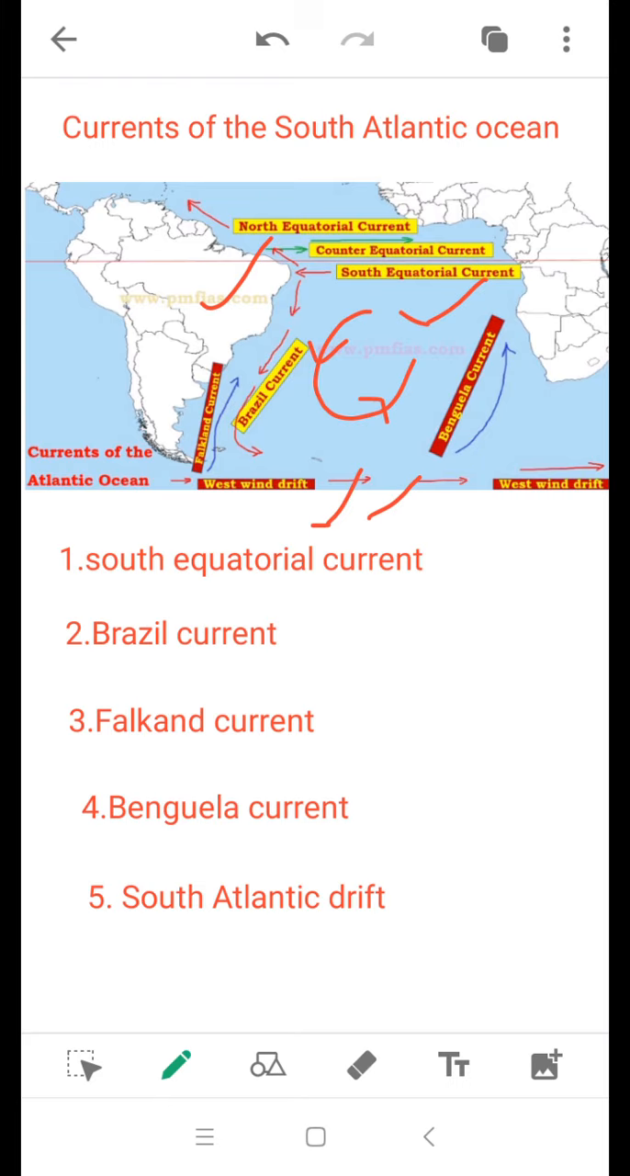Again, in the influence of westerlies, west wind, Falkland Current joins the west wind drift, and then this west wind drift joins the Benguela Current. So like this whole circulation here also continues whole year in the southern Atlantic Ocean.